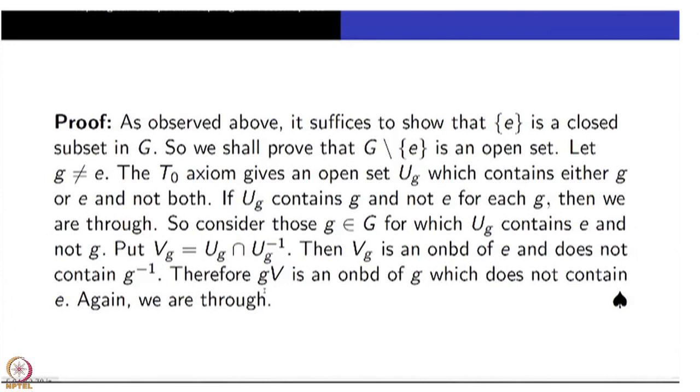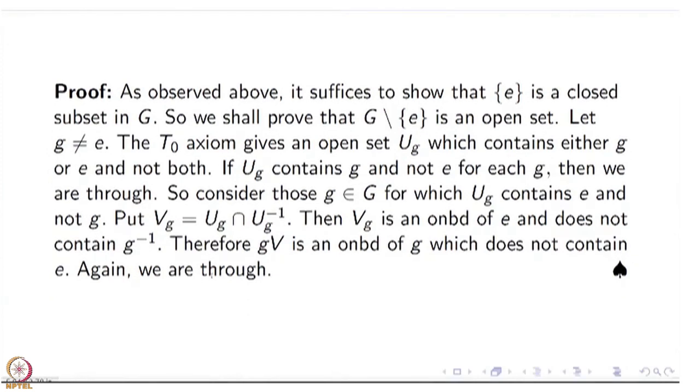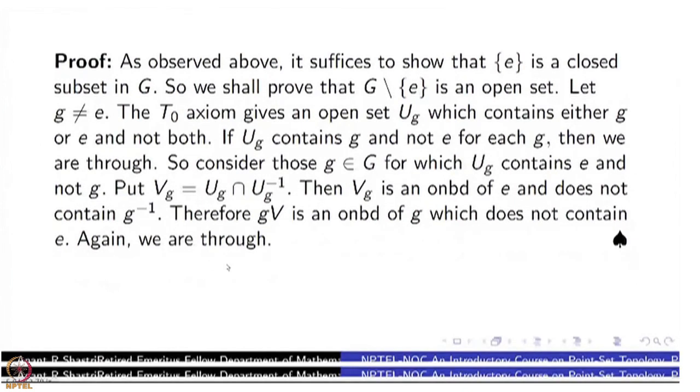So we have got a neighborhood of the first kind. Namely, this gV will be inside Ug. So that is the trick here. Just T0 implies T1 and therefore T3.